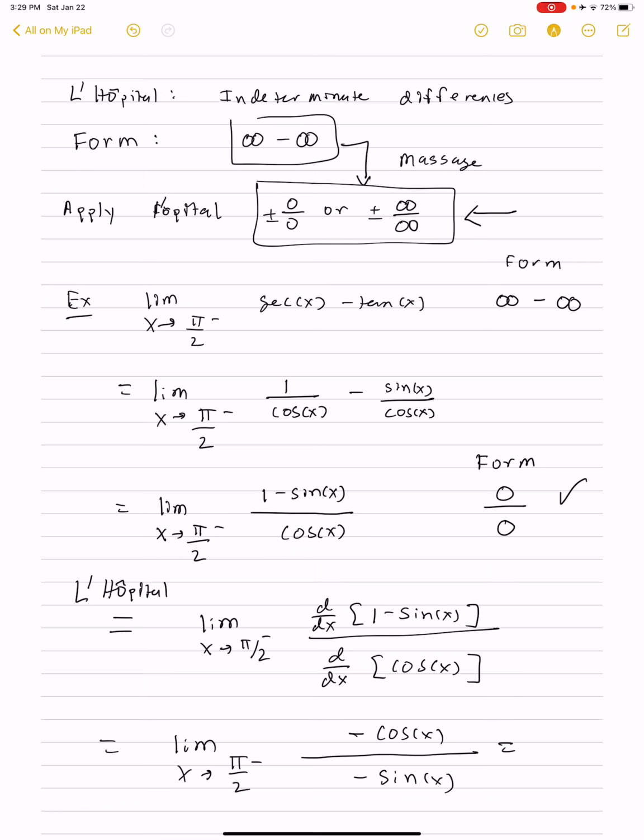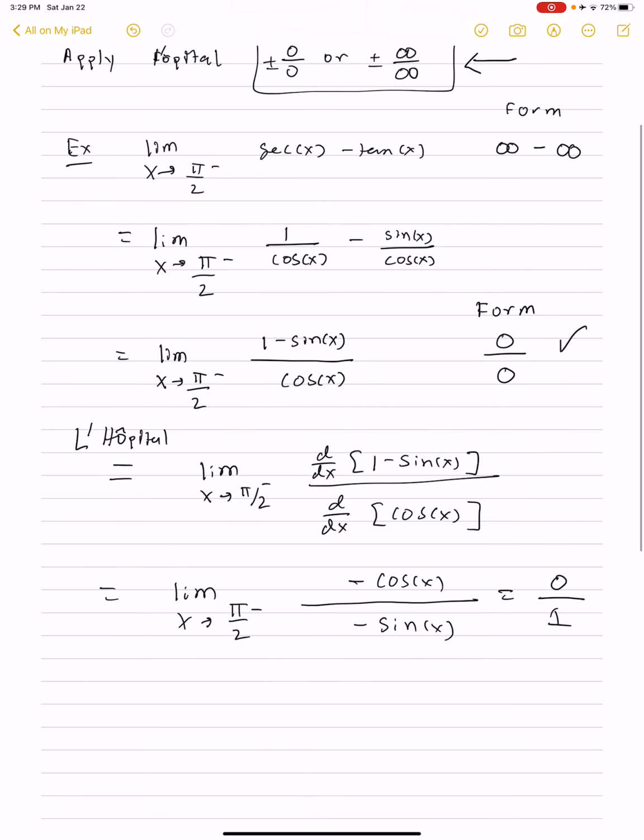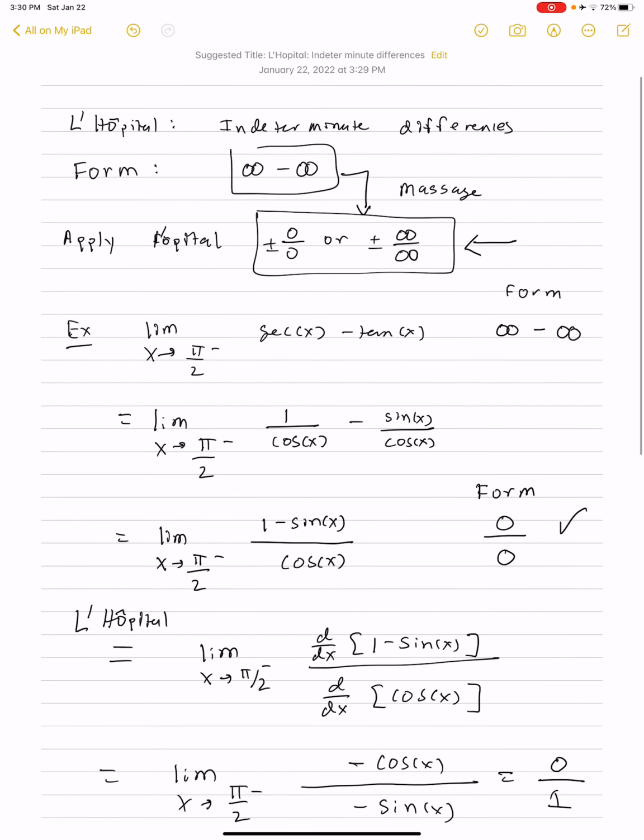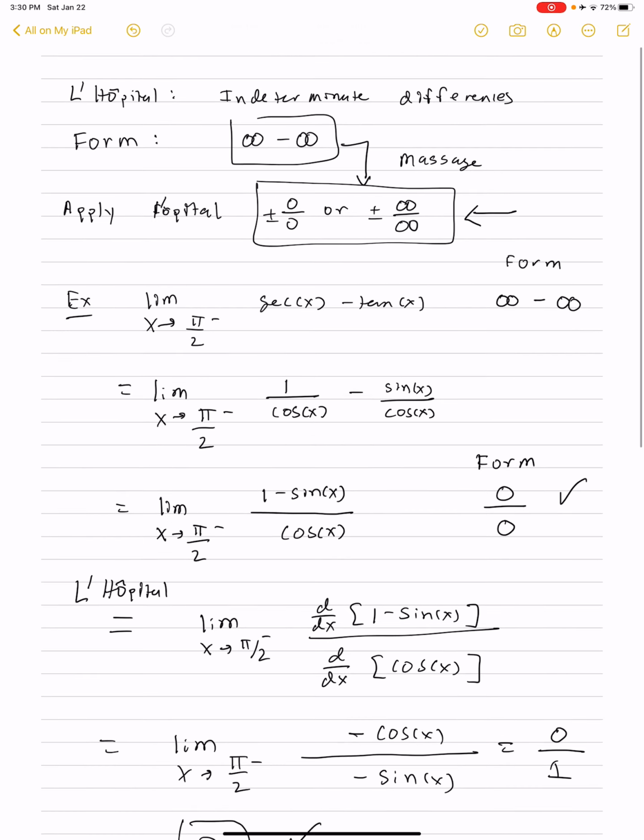The numerator limits to 0, the denominator limits to 1. I'm pretty sure that 0 over 1 is just going to be 0 itself. So the limit is 0. Now the key point in here is that we started with infinity minus infinity. We massaged with algebra to get in the form 0 over 0, where we could then apply L'Hopital's rule. Okay. Thank you very much.